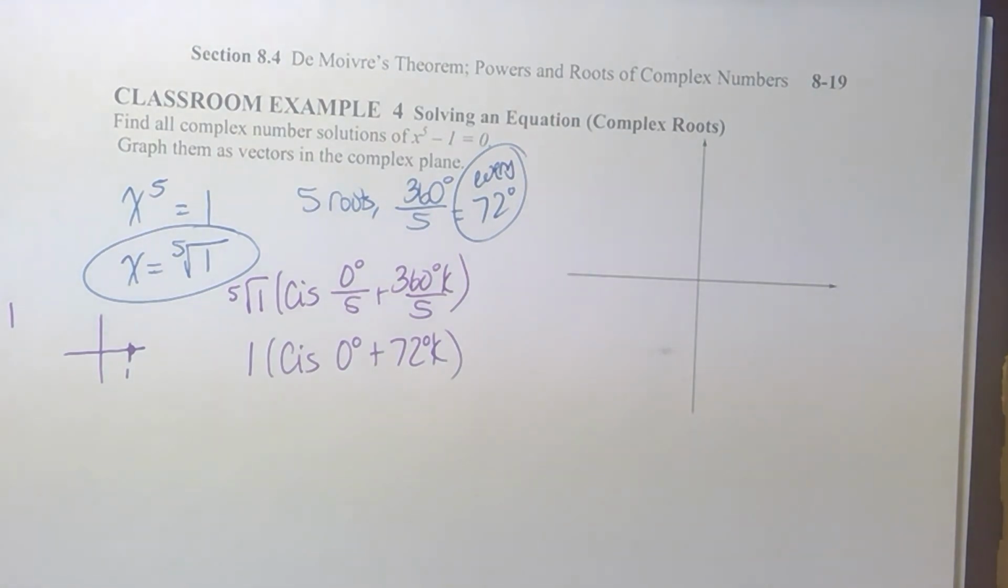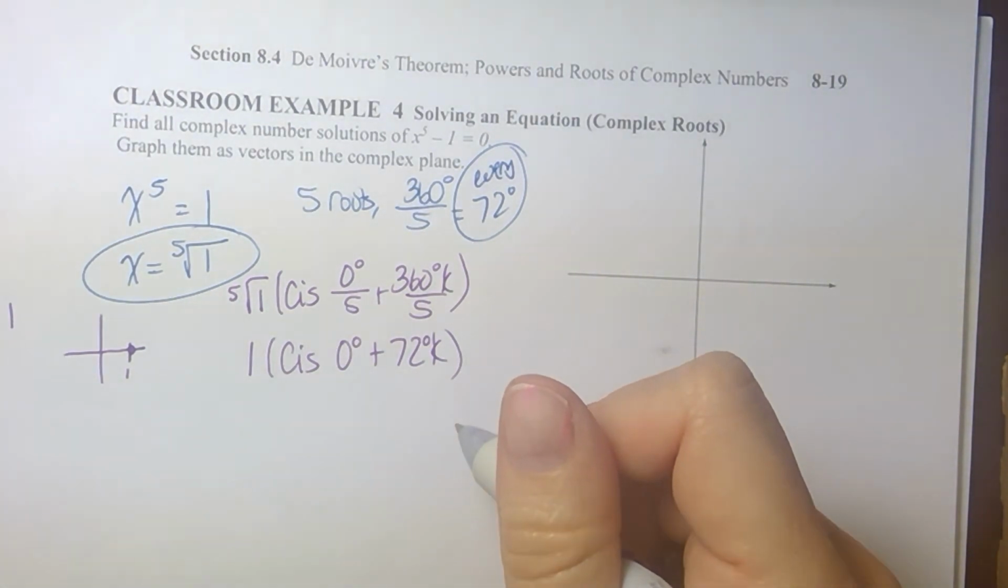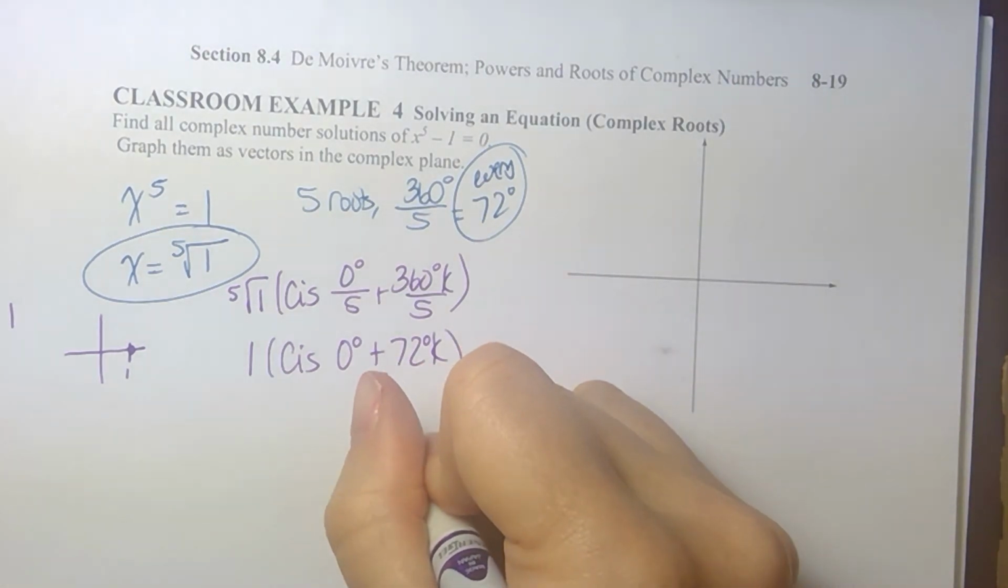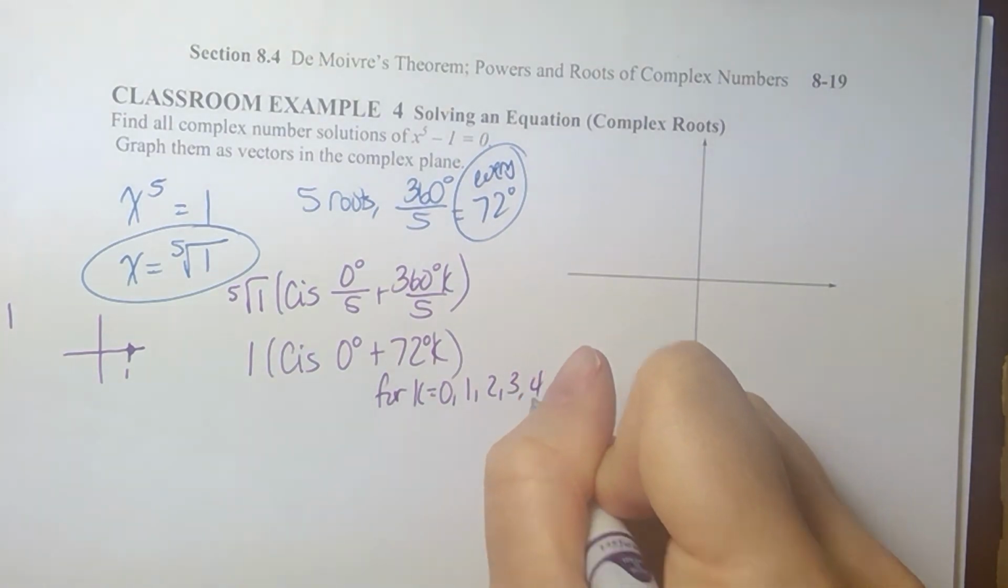72K, however far I need to go. We need the first 5 roots because those are going to be our 5 distinct roots. So we're going to be finding K equals 0, 1, 2, 3, and 4.